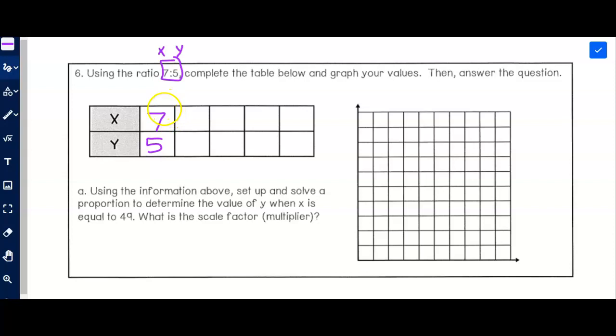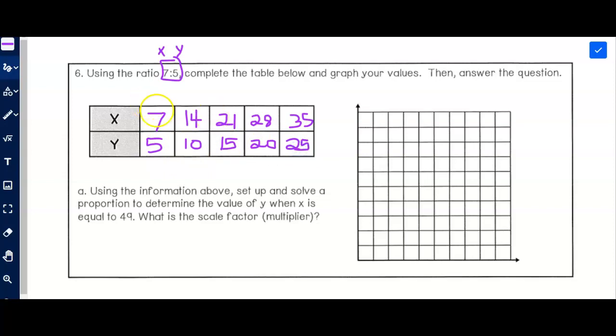I'm going to start with doubling both. So if I double 7, I get 14. If I double 5, I get 10. Then I'm going to come back to my 7 to 5, and I'm going to do that scale factor of 3. Instead of 2, I'm going to now triple. 7 times 3, 21. 5 times 3 is 15. Now I doubled, now I've tripled, now I'm going to multiply by 4. 7 times 4 is 28. 5 times 4 is 20. Now I'm going to use a scale factor of 5. 7 times 5 is 35, and 5 times 5 is 25.